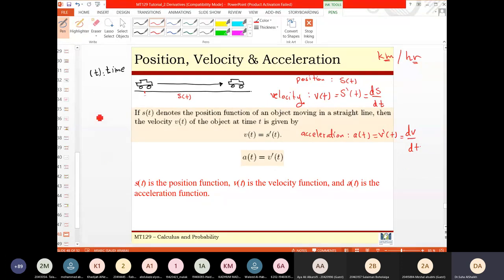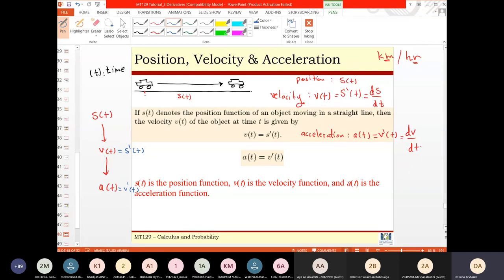So we have three things. I have the S of T, which is the position. I have the V of T, which is the speed or the velocity. And I have the acceleration, the A of T. The V is the derivative of S. And the acceleration is the derivative of V. It makes sense or not? This is what I want you to know.